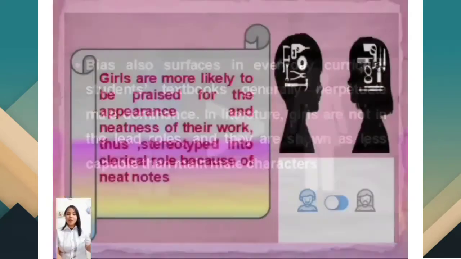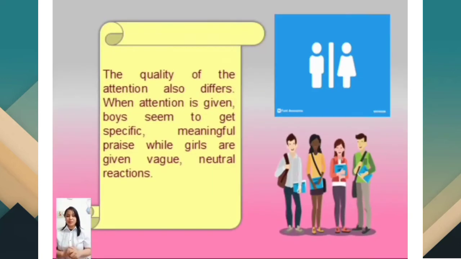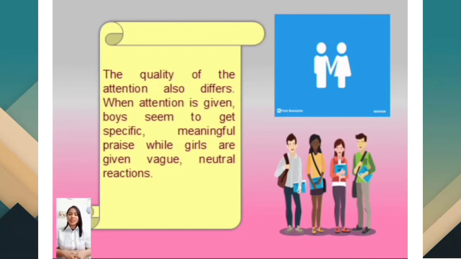Then we have another one, which is that girls are more likely to be praised for the appearance and neatness of their work. Thus, the stereotype into clerical roles because of neat notes. Then, the quality of attention also differs. When attention is given, boys seem to get praise while girls are given vague and neutral reactions. Teachers in general interact more with males than females, whether it is about reprimanding them, answering their questions, elaborating on their comments, or helping them with their homework or schoolwork.